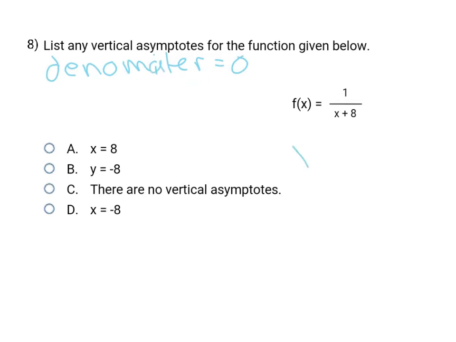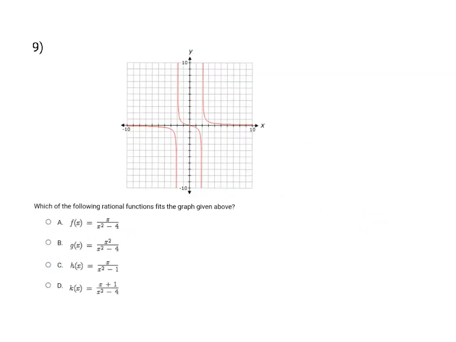And so when I do that, I'm just going to take x plus 8, and I'm going to set that equal to 0. I subtract 8 from both sides, and x equals -8. And that's your vertical asymptote, so that's choice D.